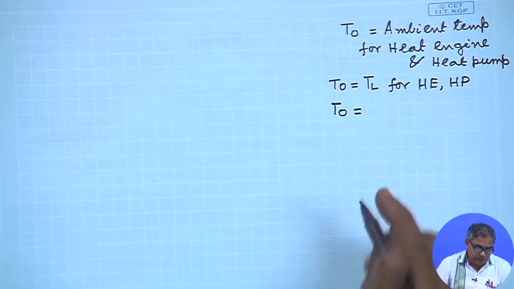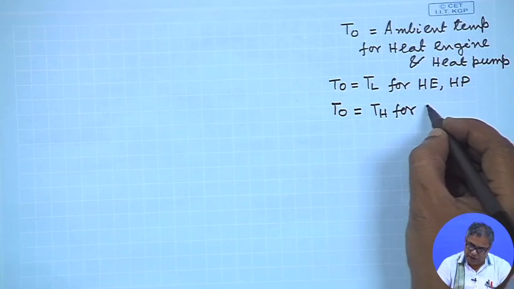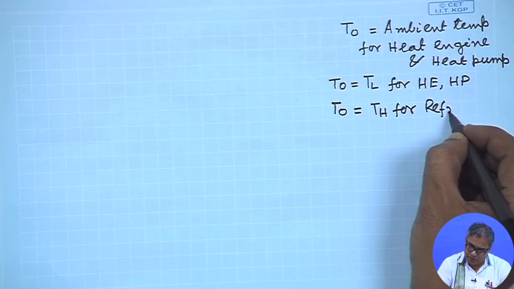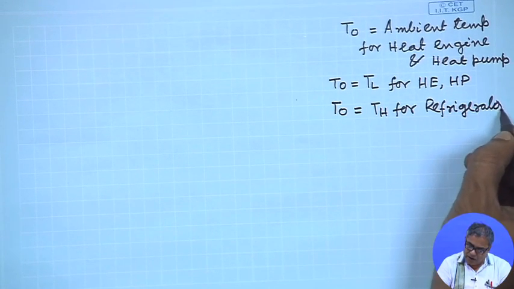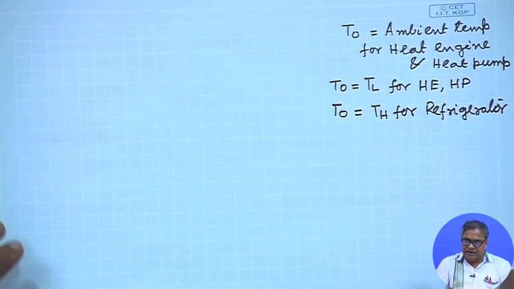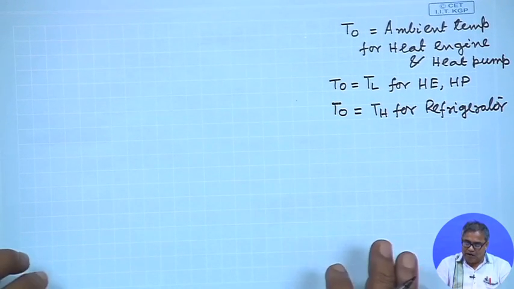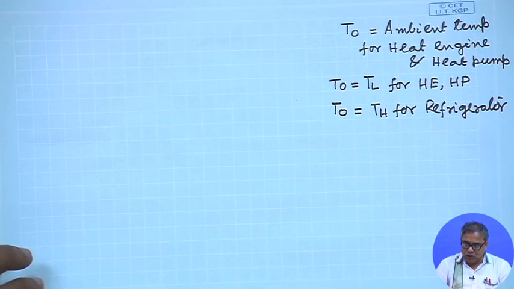T 0 is T H for a refrigerator. The logic is very clear. A refrigerator has to maintain a space at a low temperature, and the temperature should be lower than that of the ambient temperature. So, in case of a refrigerator, ambient temperature is the highest temperature or maximum temperature.